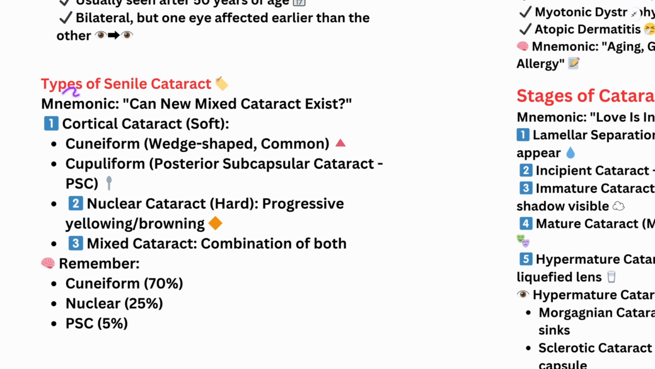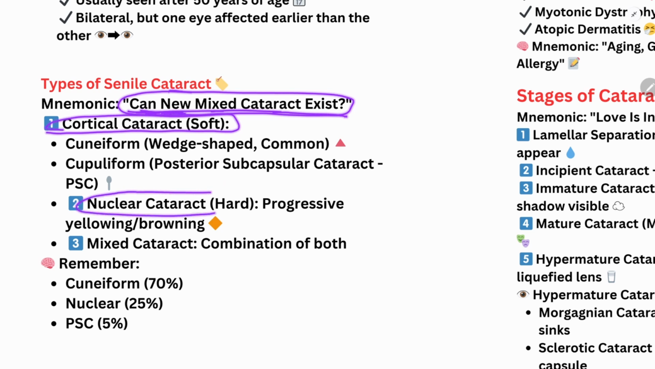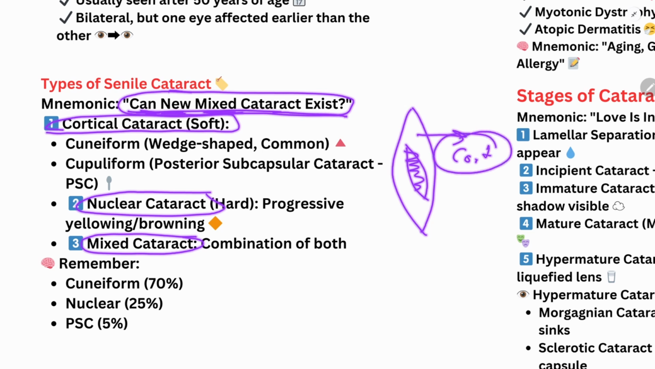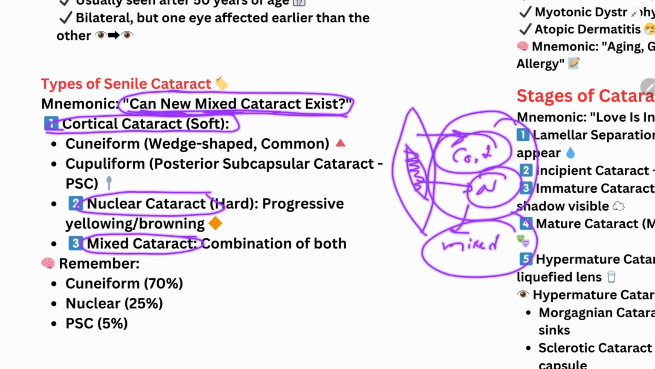What are the types of senile cataract? The mnemonic for this is, can you mixed cataract exist? C for cortical cataract, which is soft, N for nuclear cataract, and M for mixed cataract. For example, if this is the lens, this is the nucleus part and this is the cortex. So cortical cataract, nuclear cataract, and both is mixed cataract. I hope you are clear up to now.